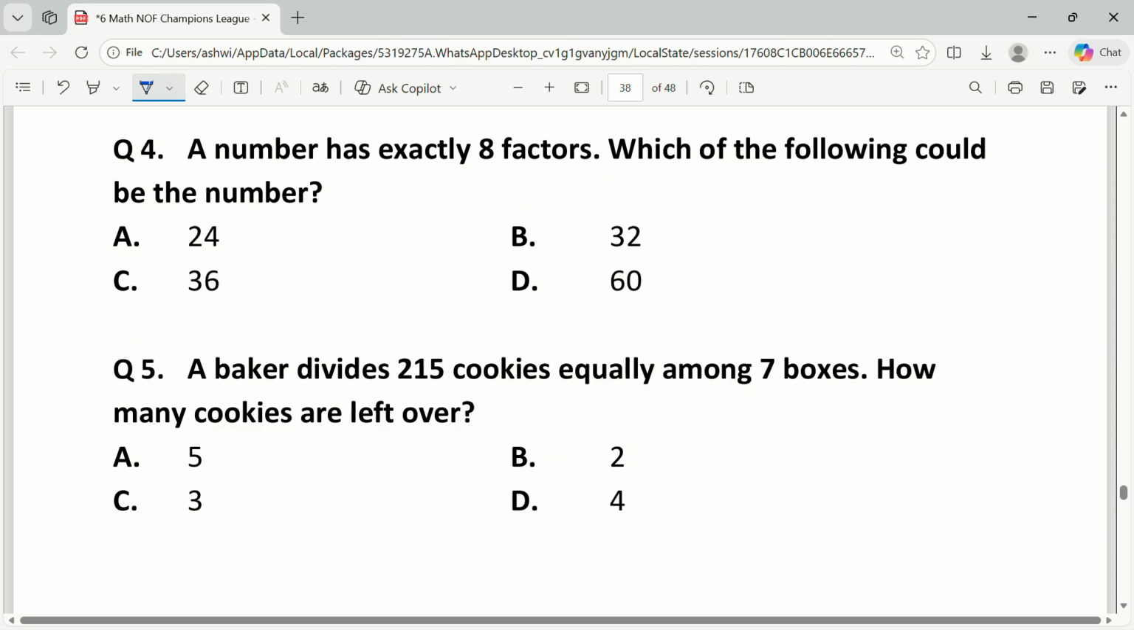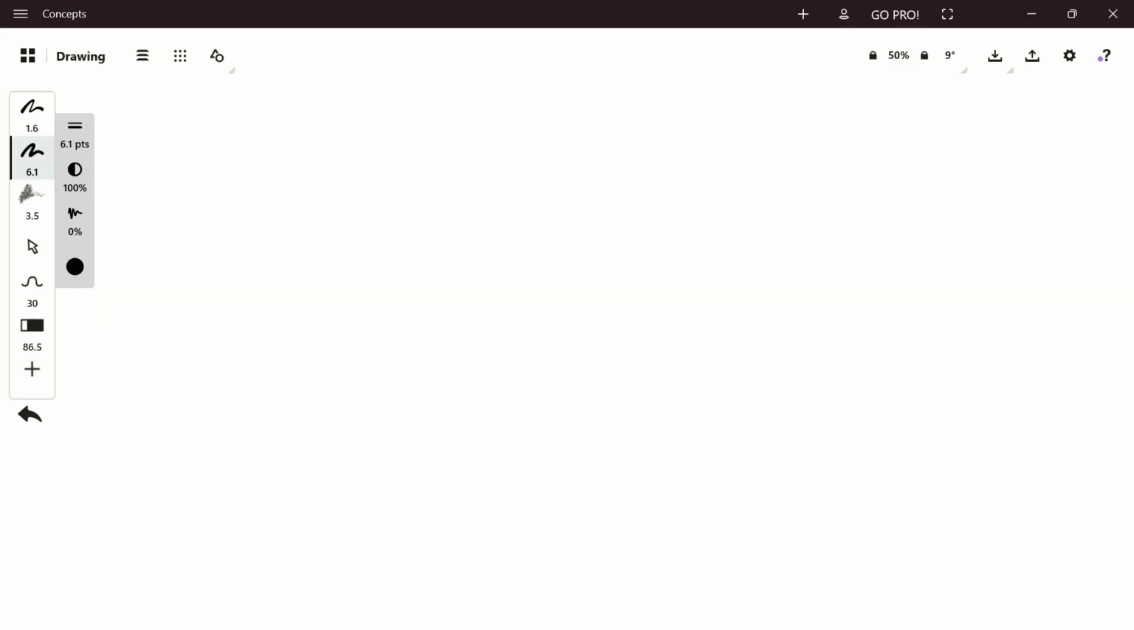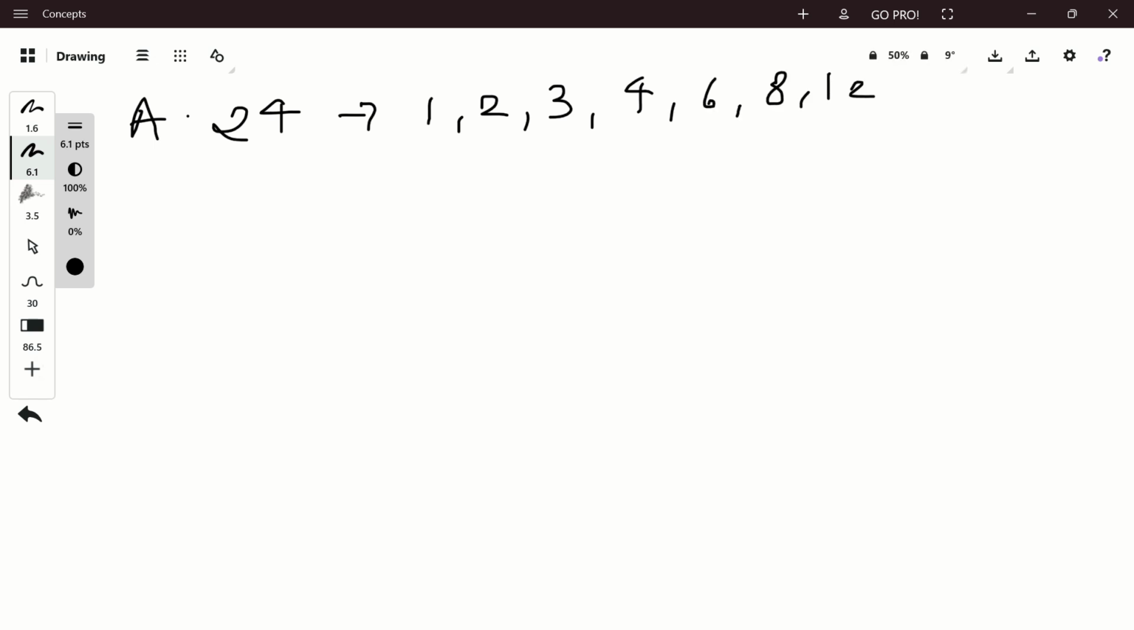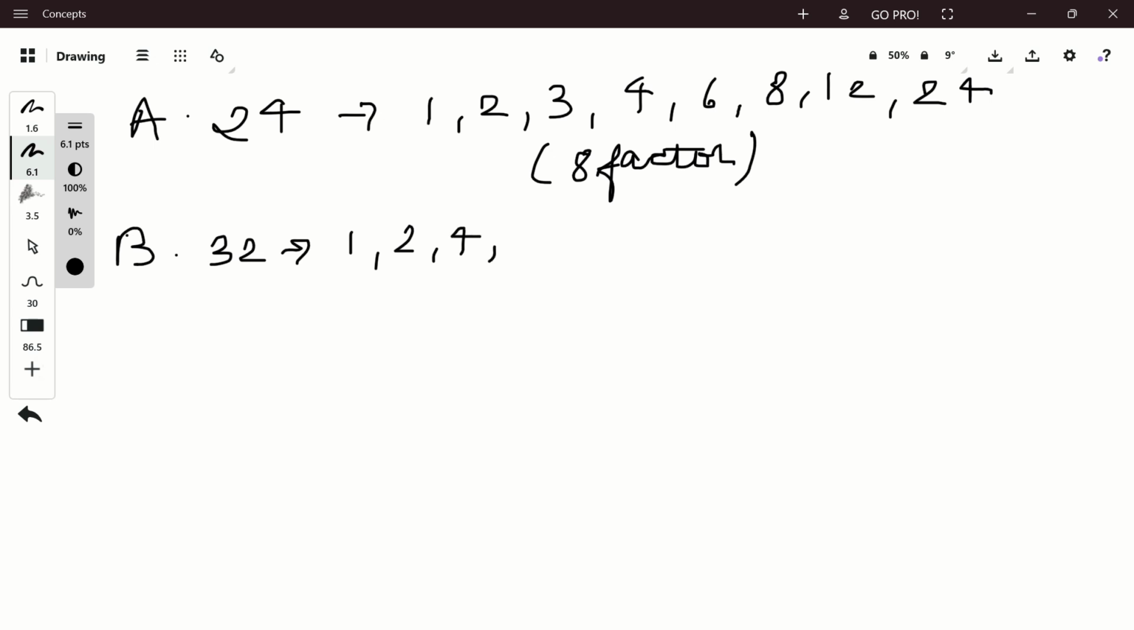Question number 4. A number has exactly 8 factors. Which of the following could be the number? Finding factors for each option, we have A, 24. The factors are 1, 2, 3, 4, 6, 8, 12, and 24. That is 8 factors. B, 32. That is 1, 2, 4, 8, 16, and 32. That is 6 factors.